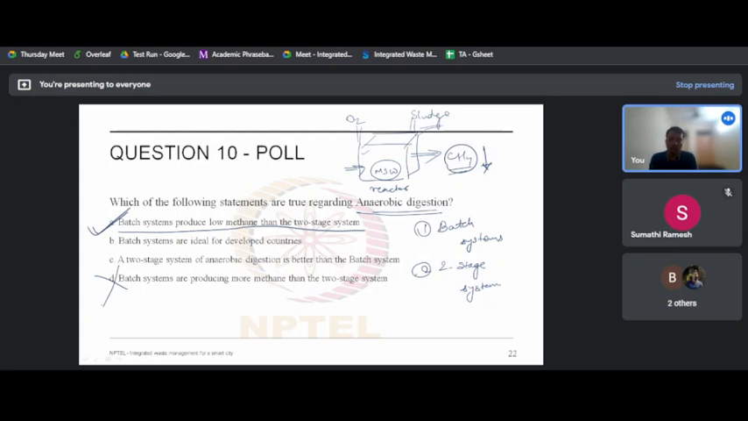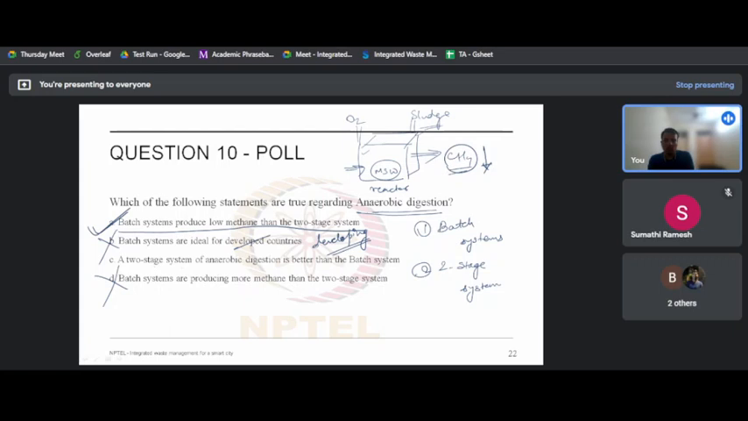The statement that batch systems produce more methane than two-stage systems is not correct, so D is not correct. Then we have batch systems are ideal for developed countries. So this is wrong. It is generally good for developing countries where infrastructure and budget is less. So there it is better. So B is also incorrect. So we are left with C.